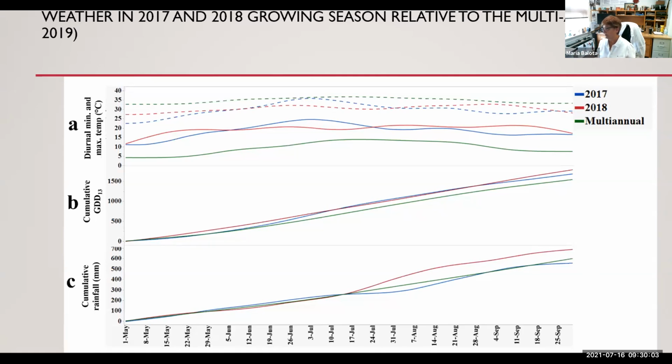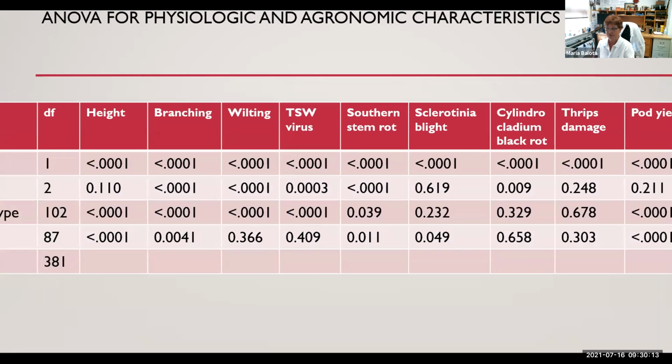What do you think that brought? Disease, a lot of disease. Therefore, yield was much lower in 2018 versus 2017, half of that. So no wonder the year effect was significant for all the measured agronomic and physiological traits.